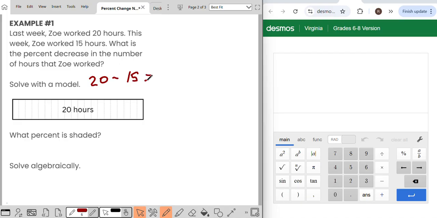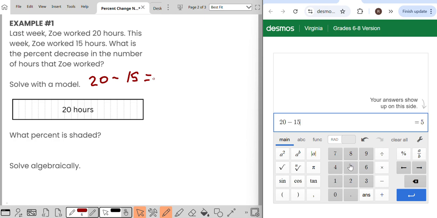So to find that difference, we are going to subtract. So I'll come over here. 20 minus 15, why do I use Desmos? Because I don't want to make a mistake, is 5. All right, everybody got that?